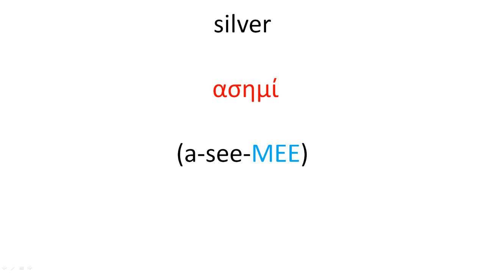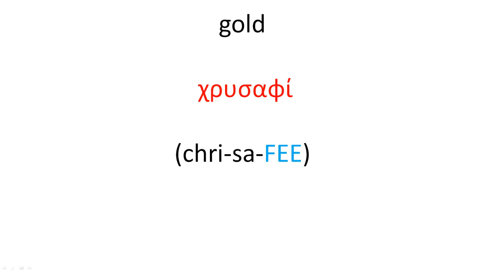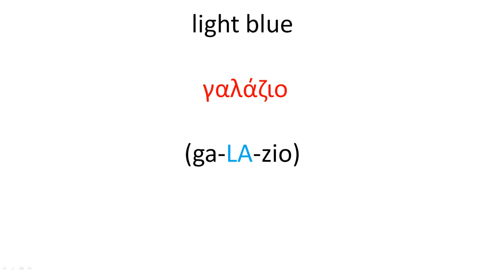Silver is translated as ασημί. Ασημί. Gold is translated as χρυσαφί. Χρυσαφί. Light blue is translated as θαλασσί. Θαλασσί.